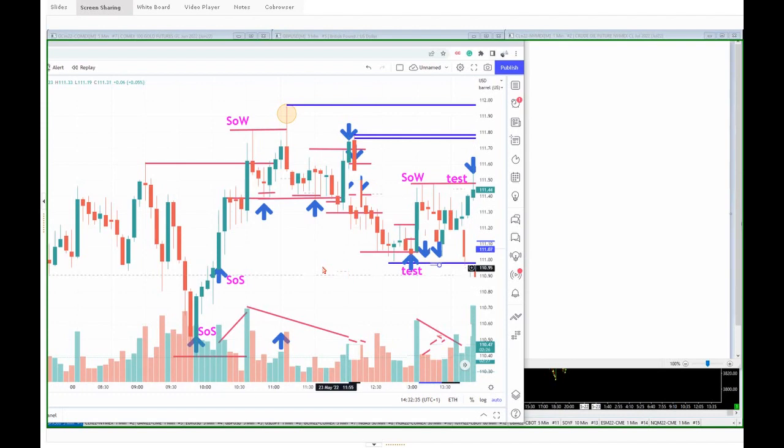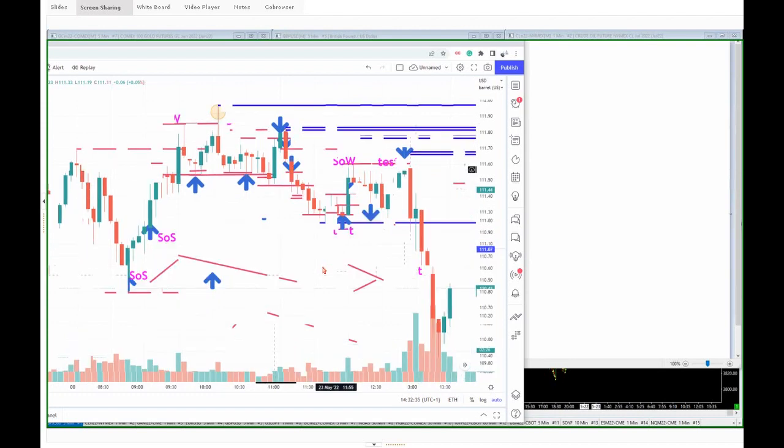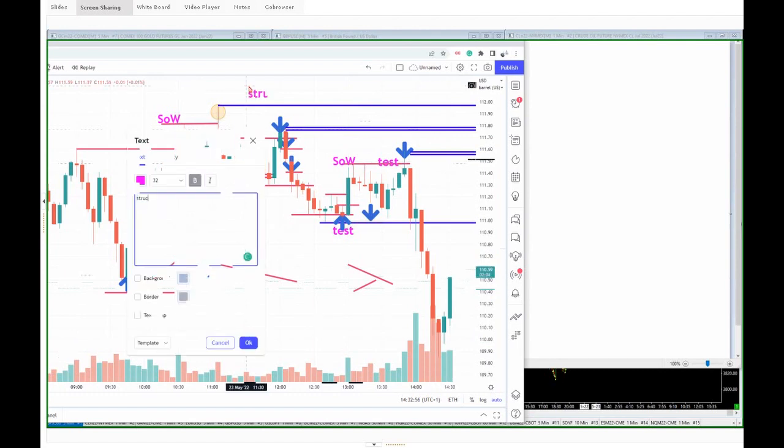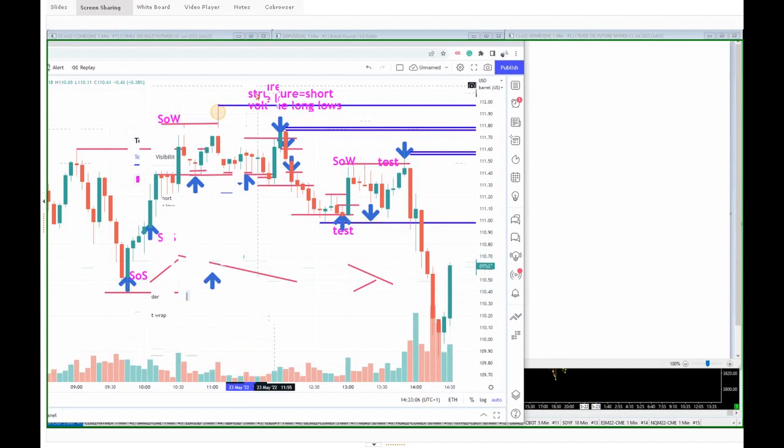We get that structural drop. Remember, we want to be short from the structural point of view. Yes? So from a structural point of view, we want to be short. From a volume point of view, we don't like the short. So at this stage here, the structure is a short trade, but the volume is suggesting that we should be trading long at the lows because the volume drops off on the short, yes? Right through that period till we get this reversal here.